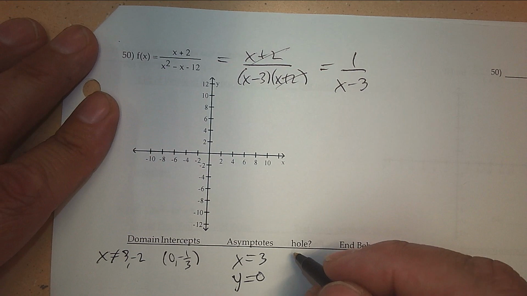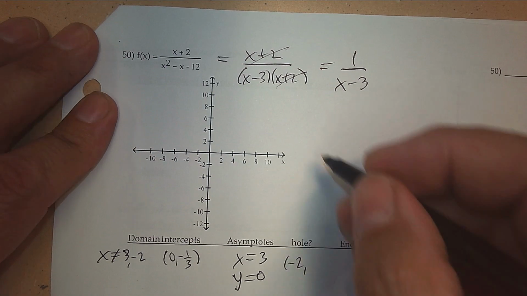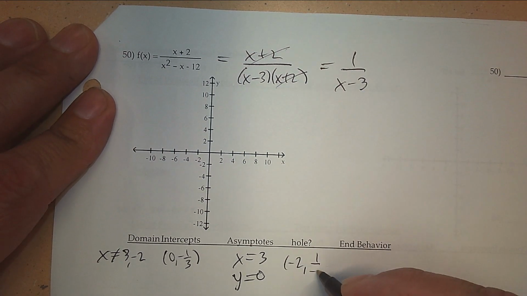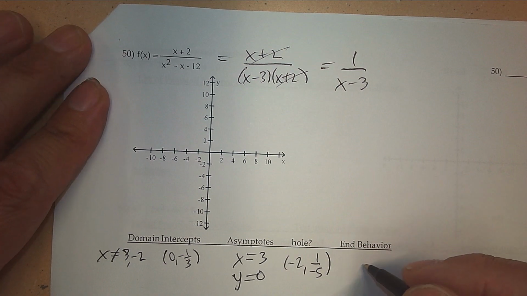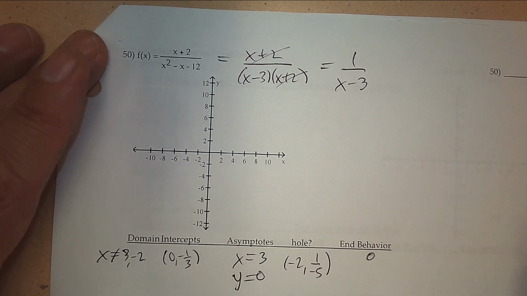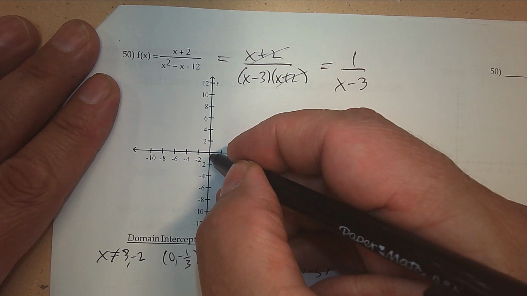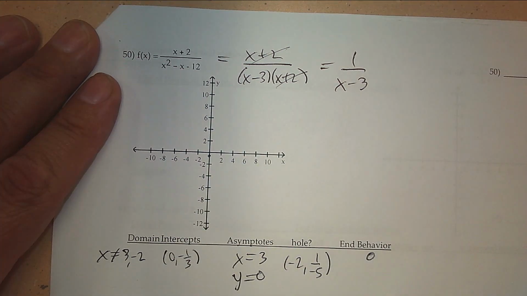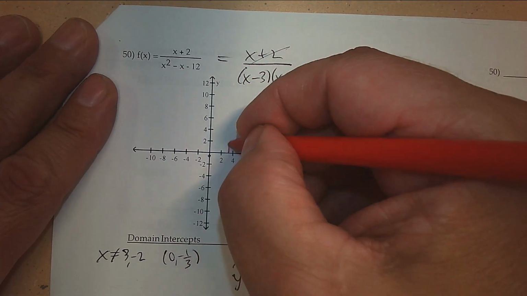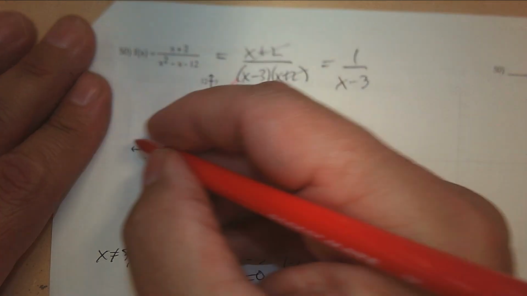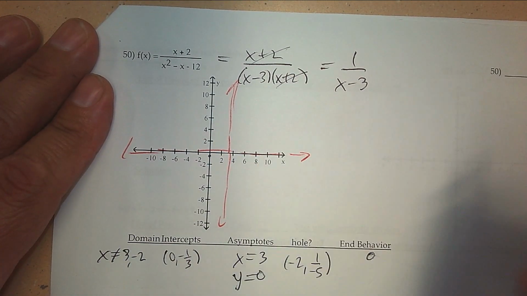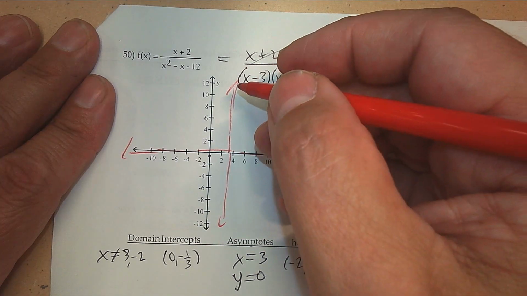Yes, there's a hole at negative 2. And when I plug in negative 2, I get 1 over negative 5. And the end behavior is the horizontal, so again, it's going to be 0. So we find negative 1/3. We find where 3 is, and 0. And we have a hole at negative 2 and negative 1/5.